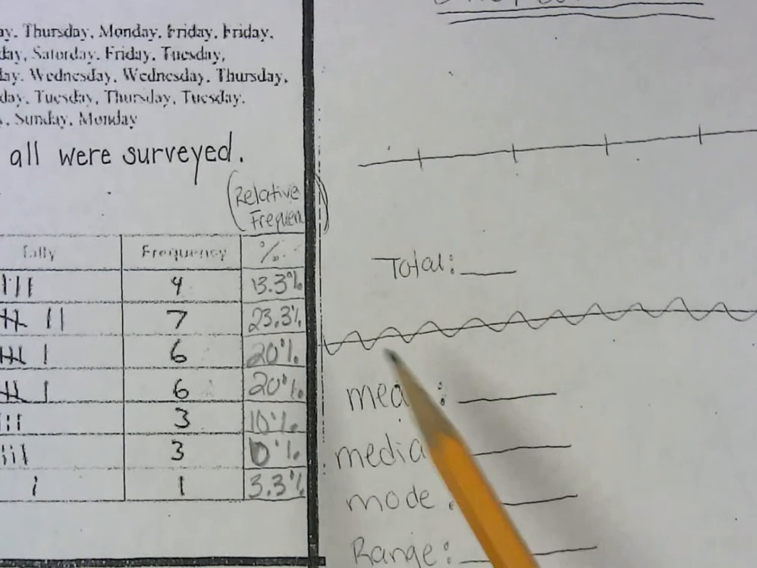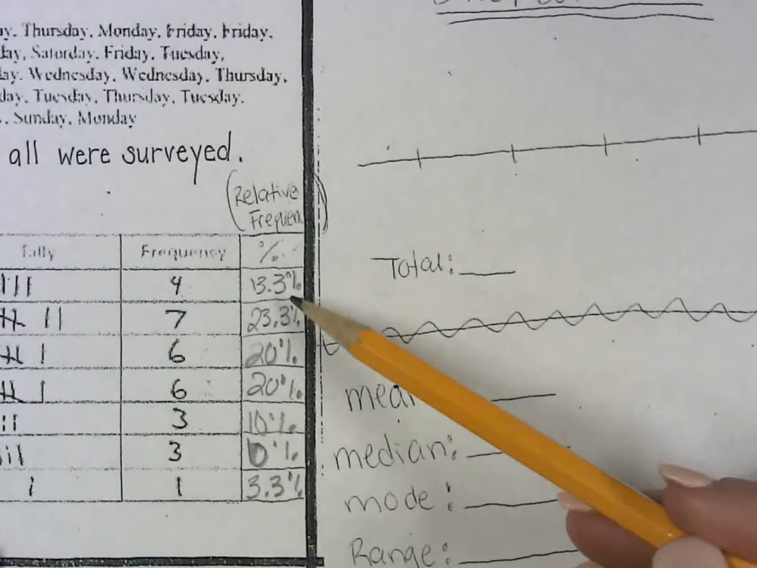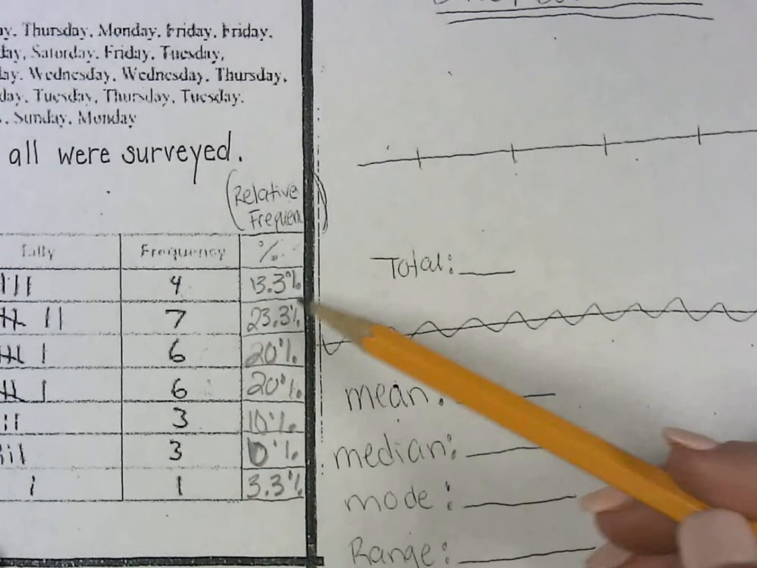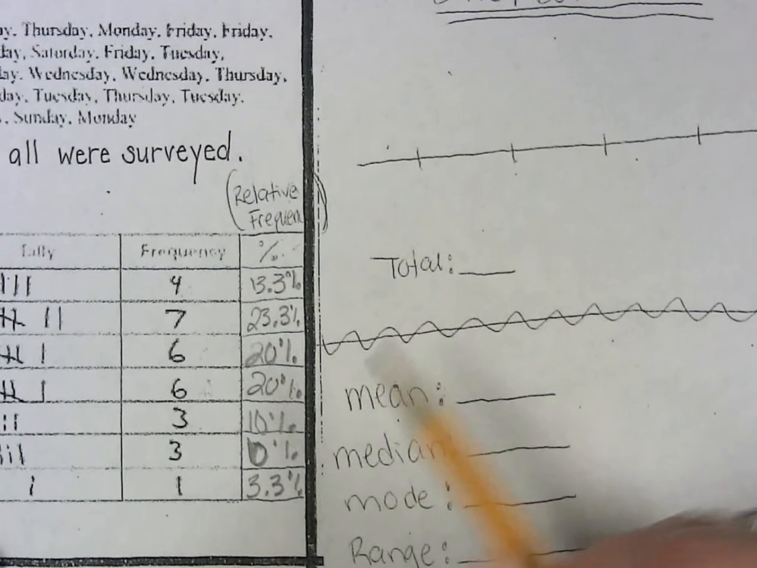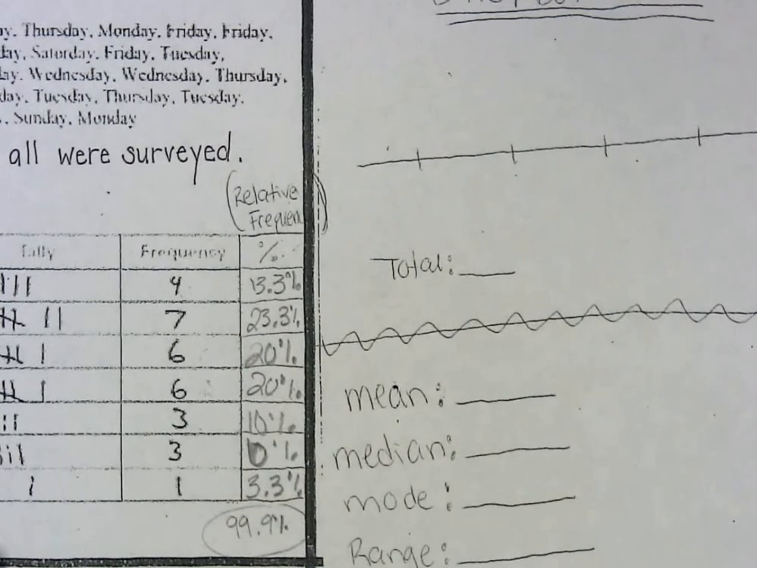Because we rounded off, it's not going to add up perfectly because these kept on repeating, so we had to round. And I'm pretty sure when I added these up, it's going to equal 99.9%. And since we rounded, we're going to say 99.9%. That's good. We got pretty close to 100.